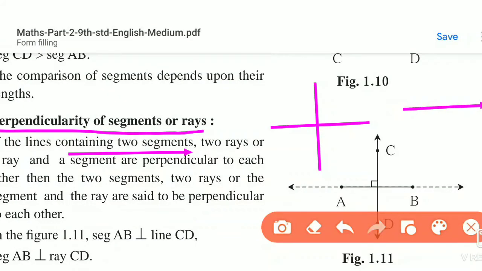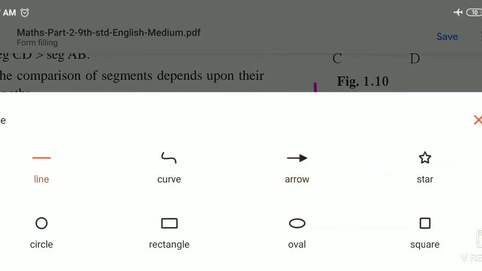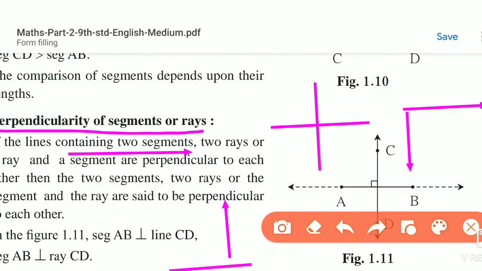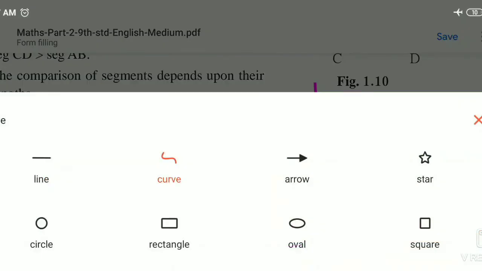Suppose this is the first ray and that is the second ray. Next, they told you here about a ray and a segment. So this is a ray, and that is a segment.